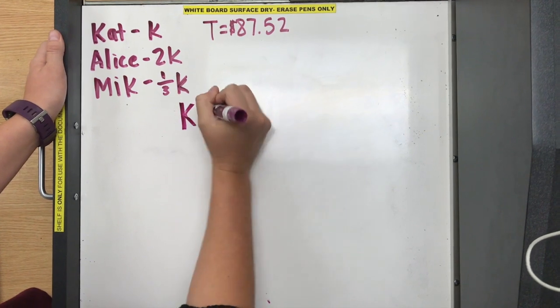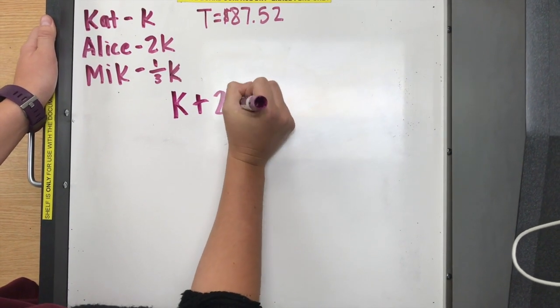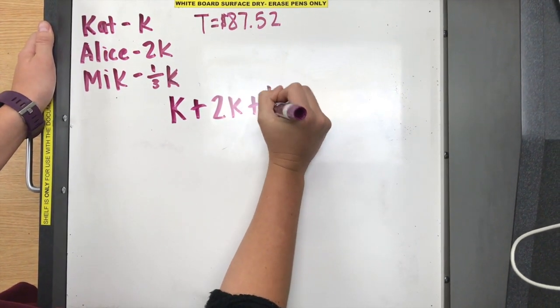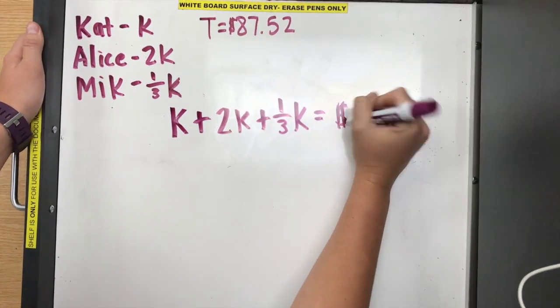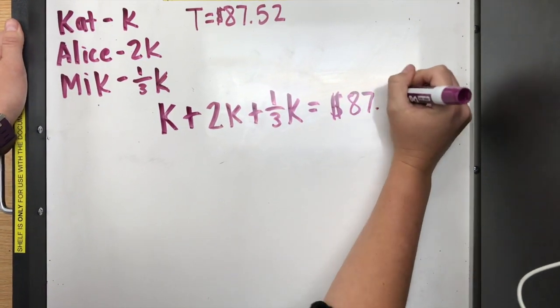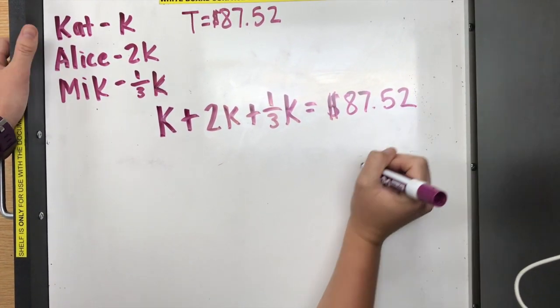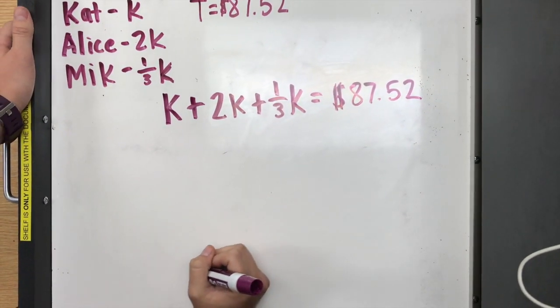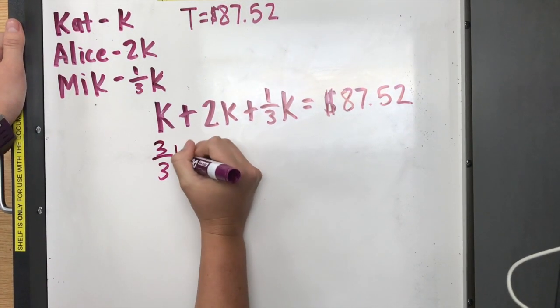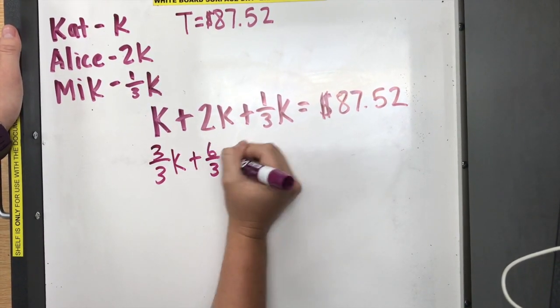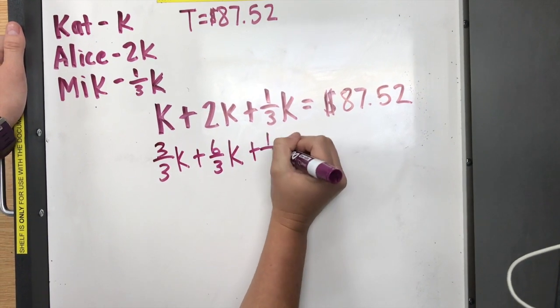Since we know that all three girls have a total of $87.52, we know we need to add the three amounts together. Since we know that Alice has twice as much as Caitlin, rewrite this as 2K. Since we know Michaela has 1/3 as much as Caitlin, rewrite this as 1/3 K. To make it simpler to solve, I put them in fraction form with a common denominator of 3.